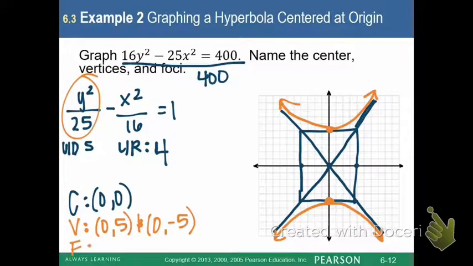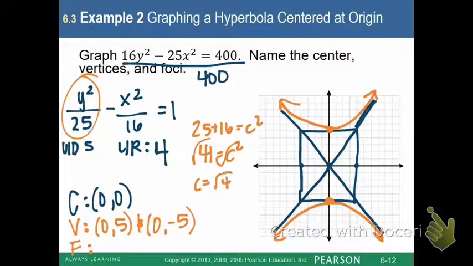And then my foci, again, I have to find the value of c. So 25 plus 16 equals c squared, same as what we just did here. So c is the square root of 41. This time it's just going to be the y value. 0, square root of 41, and then 0, negative root 41.